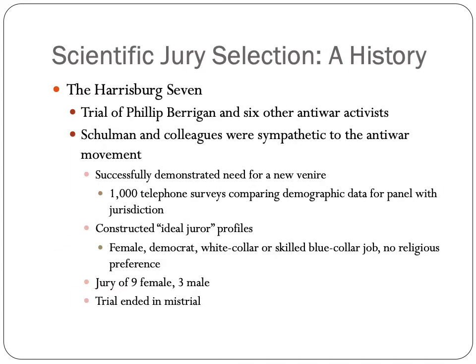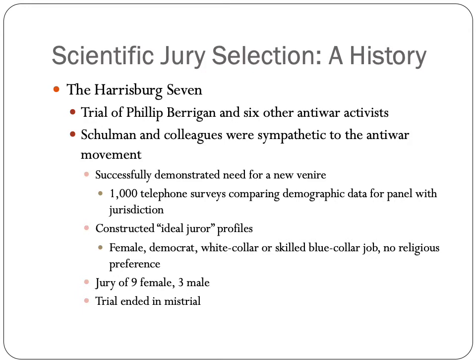Now, this has led to scientific jury selection. It really started with the Harrisburg 7, the trial of Philip Berrigan and 6 other anti-war activists, specifically anti-Vietnam War. Schulman, a sociologist, and colleagues were sympathetic to the anti-war movement.